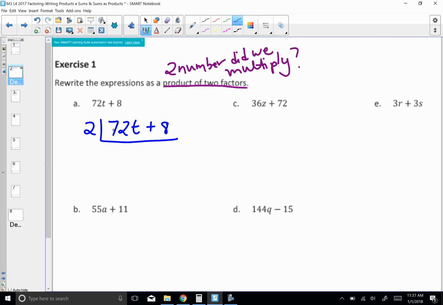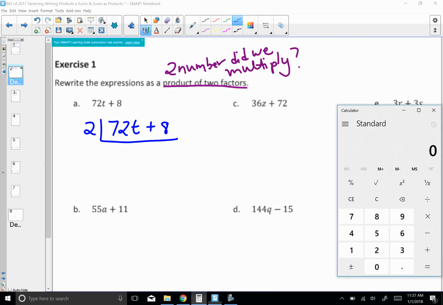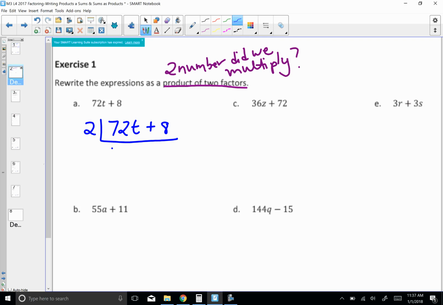So if I take a 2 out of 72, and I have my calculator handy to help me with that, 72 divided by 2 is 36, so 36t. Plus, if I take 2 out of 8, if I take 8 and divide by 2, I get 4. So there's the next layer of my cake. 36t plus 4. All right, well, they're both even again, so I know I can at least take out a 2. But is there a bigger number that they both share?